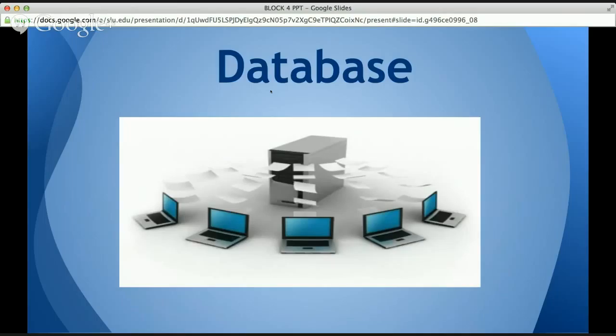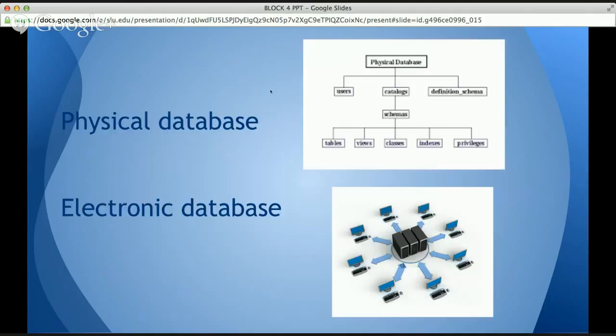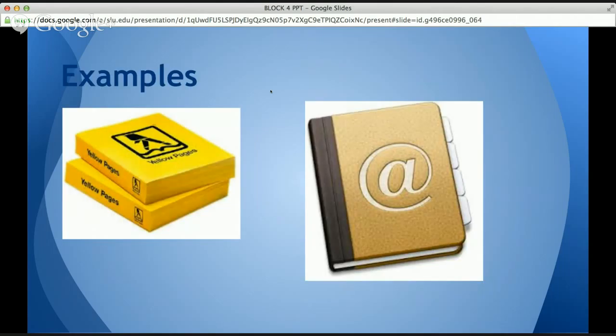According to the dictionary, a database is a collection of information organized to provide effective retrieval. The collected information could be in any number of formats, like electronic, printed, graphic, audio, statistical, and combinations. There are physical and electronic databases. Databases could be very simple but also very complex, for example, the phone book, address book, and so on.